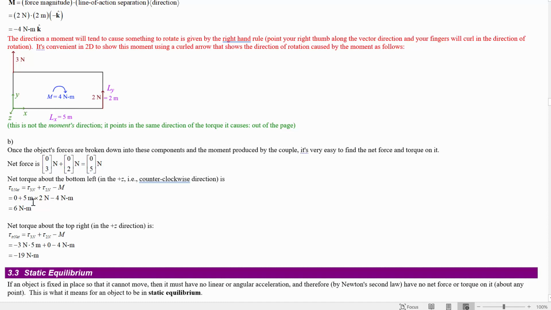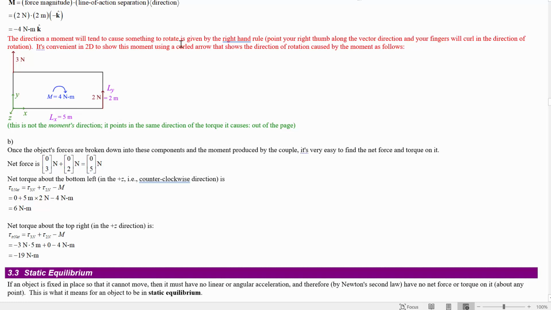Okay. Now what about at the top right? Now we've got 5 times 3 is 15, except this, by the right-hand rule, this vector crossed with that one is going to be into the page. So we've got 15 Newton meters into the page, and then 4 Newton meters more into the page from the moment. The moment just adds the same regardless of what point we're finding the torque about. So we've got 19 Newton meters into the page about the top right, and 6 Newton meters out of the page as the net torque that this setup creates about the bottom left.